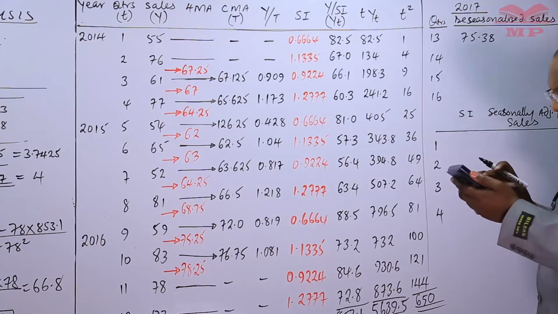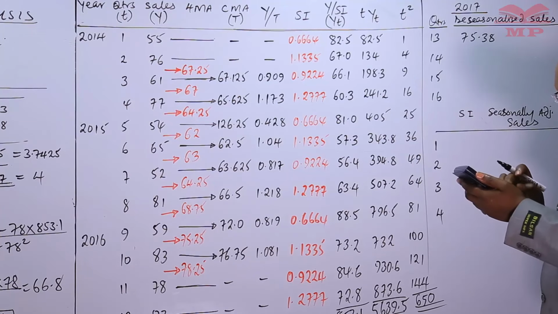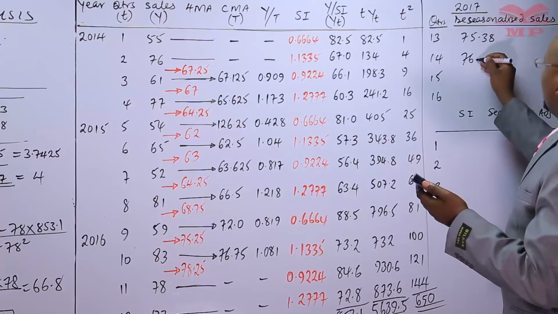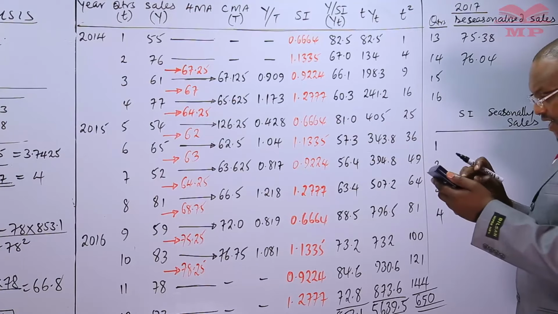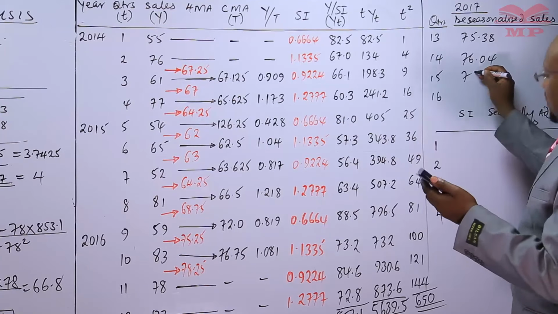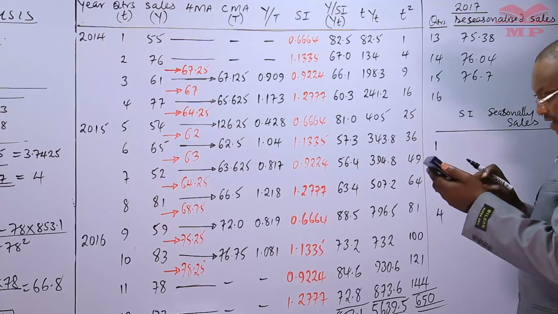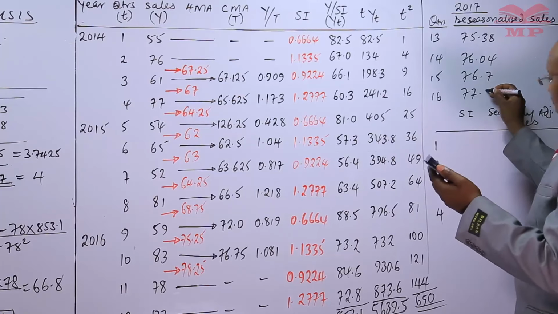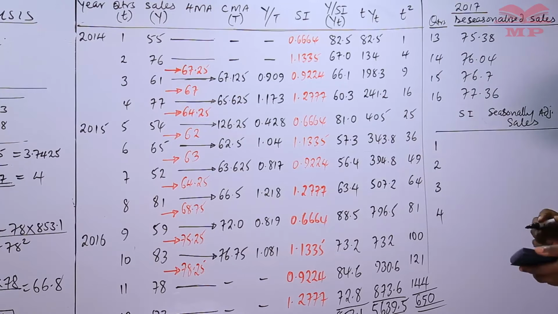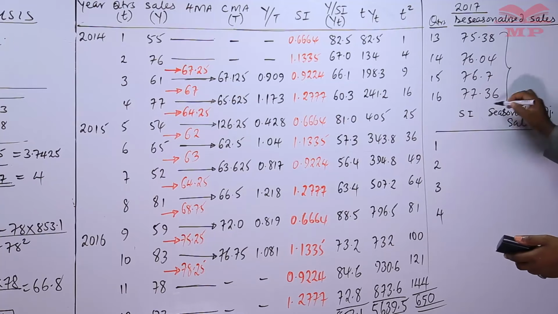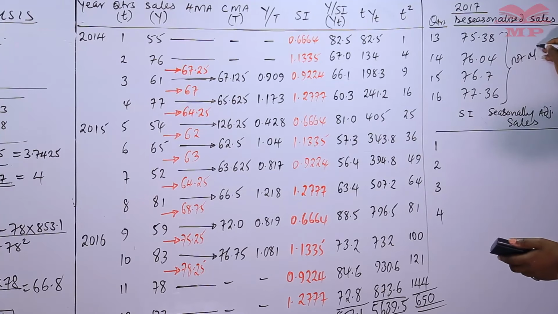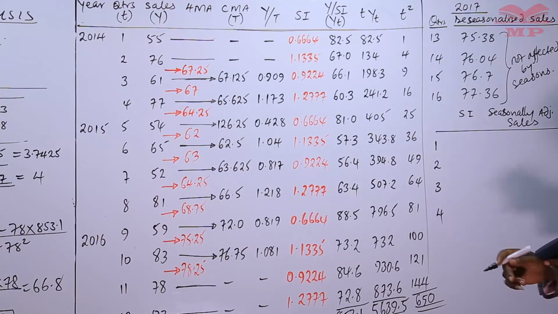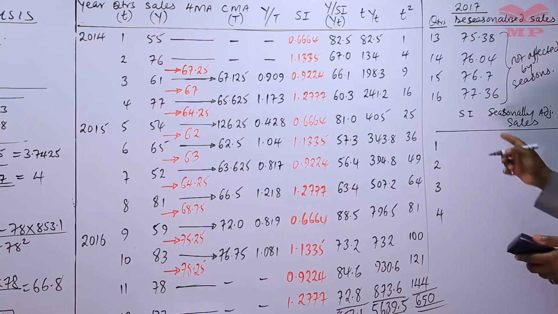Then if I substitute 14, I'll get 76.04. If I substitute 15, I get 76.7, and if I substitute 16, I'll get 77.36. But now remember, these have no seasons. They are not affected by seasons. But the truth is that we need to have them affected by seasons, so we are going to multiply them with the seasonal index.